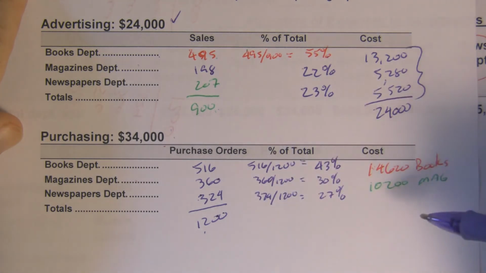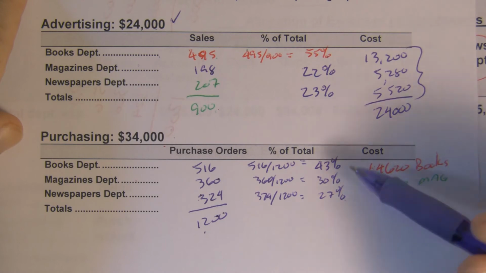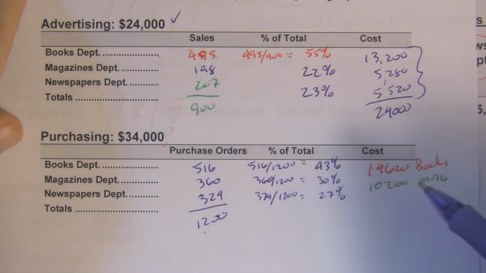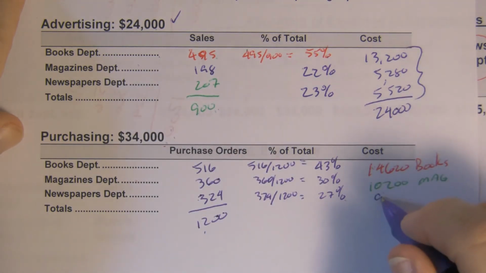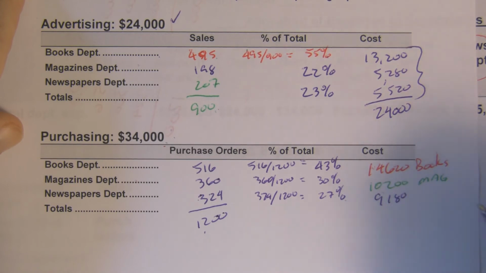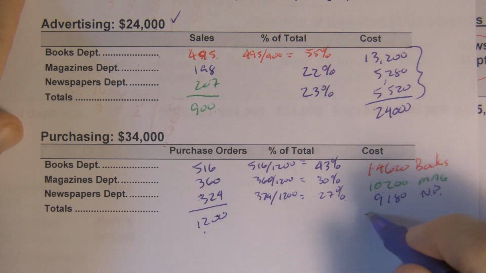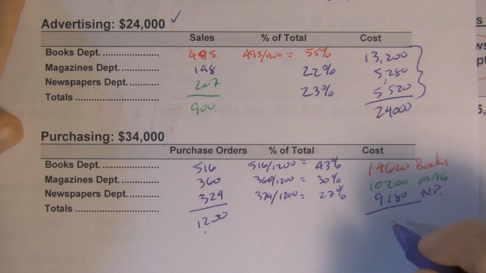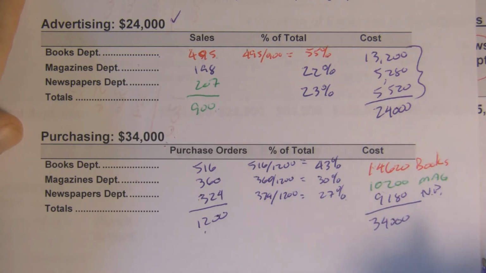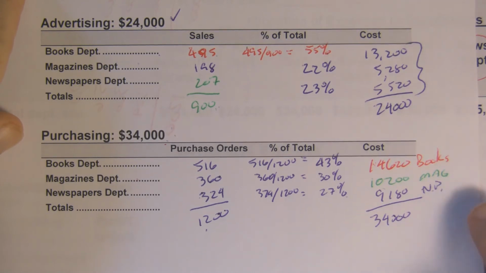And the newspaper department, we're going to do the same thing. 27% of the 34,000, or 9,180, goes to newspapers. And again, because it's early, I'm going to add, and that does indeed add up to 34,000. Perhaps I should quit now since I got two numbers in a row correct, but we'll push on.